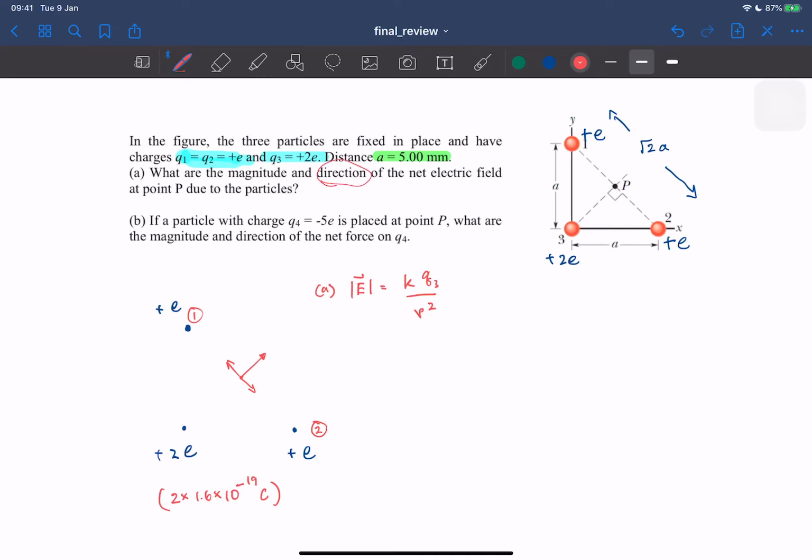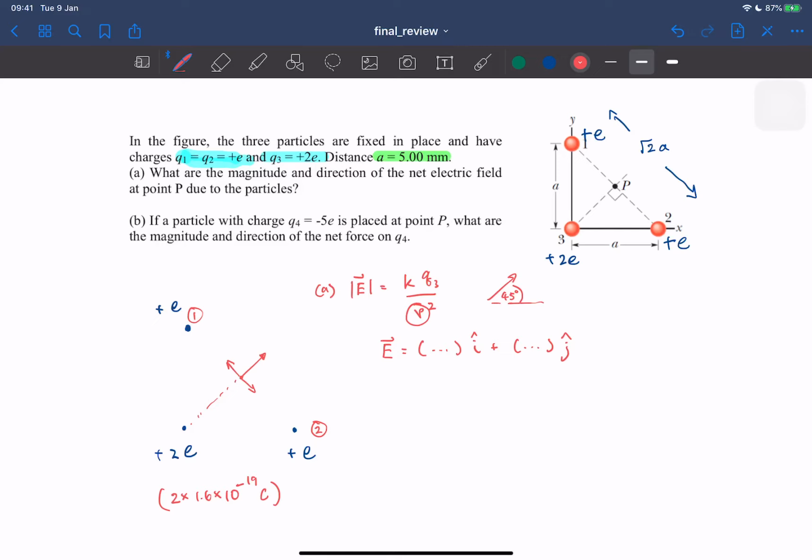We also need to say what's the direction. Well, due to the geometry of the problem, it's gonna be 45 degrees from the horizontal, like this, right? So you can say the electric field magnitude is given by this number, and the direction is this. Okay, or you can do it with I and J components. Like you can say the electric field is some number I plus some number J. That also works.